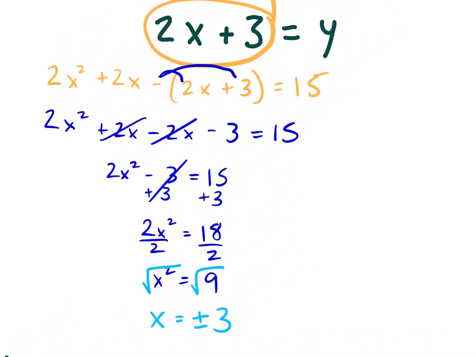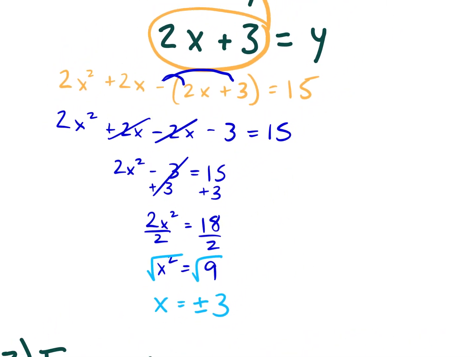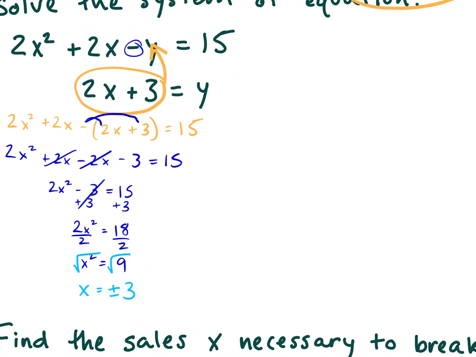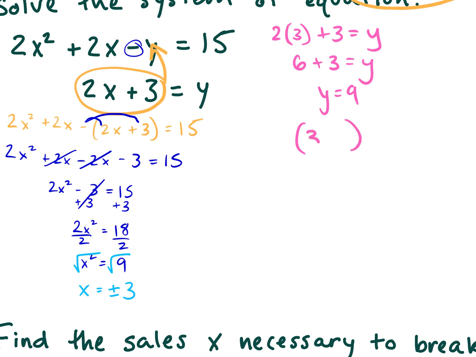So we got 2 answers for x. How would we find our y? We got to plug them in individually. I'm going to plug it into the second equation just because I think the math is going to be easier. So I'm going to start by plugging in positive 3. So 2 times 3 plus 3 is equal to y. We get 6 plus 3 is equal to y. So y is equal to 9. So our first answer would be 3, 9, because we plugged in positive 3 here.